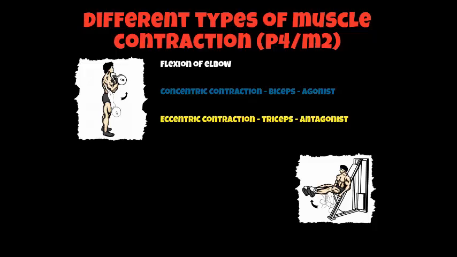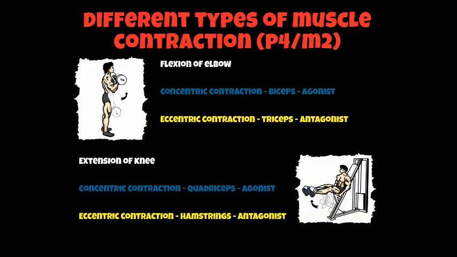Let's look at the second example. We have an extension of the knee joint. We found out before that the quadriceps will concentrically contract. Therefore, your quadriceps will be the agonist, the prime mover, and your hamstrings will eccentrically contract, and they are the antagonist muscles. There's a common theme there, guys. If the muscles are concentrically contracting, they are always the agonist, and if they are eccentrically contracting, i.e. lengthening, they are always the antagonist. Please understand those key concepts if you could.